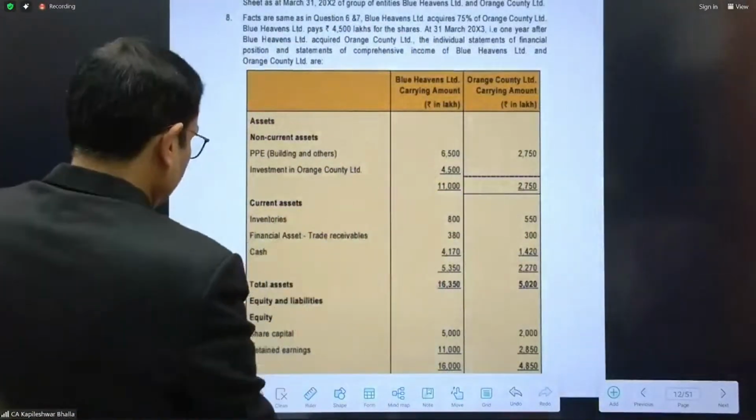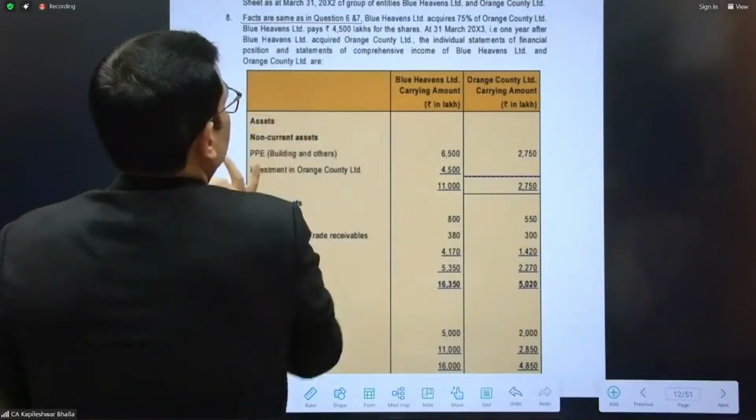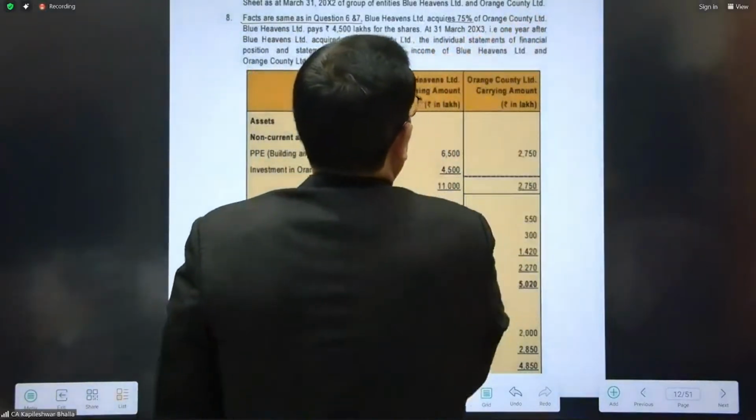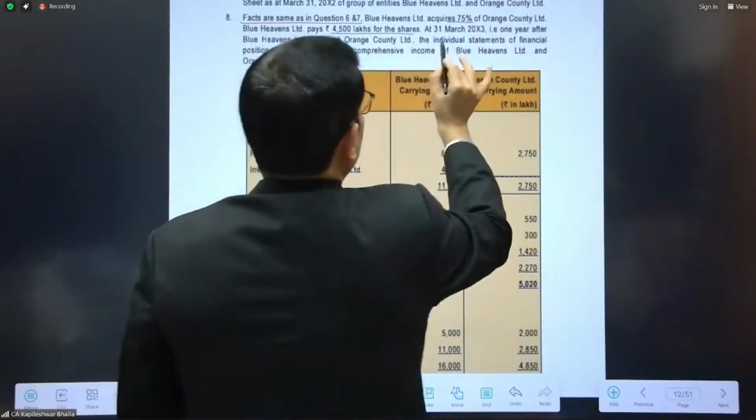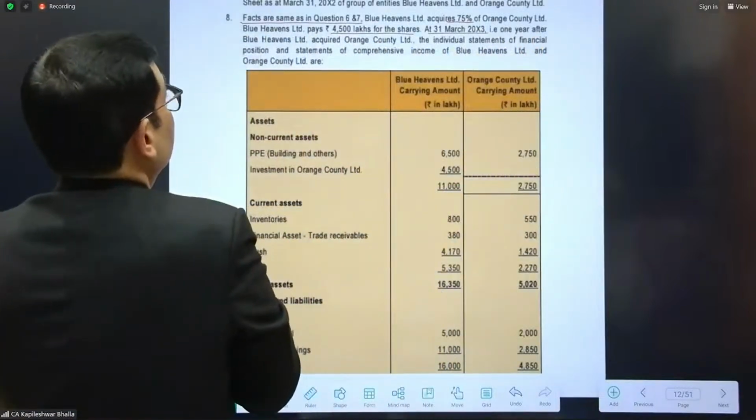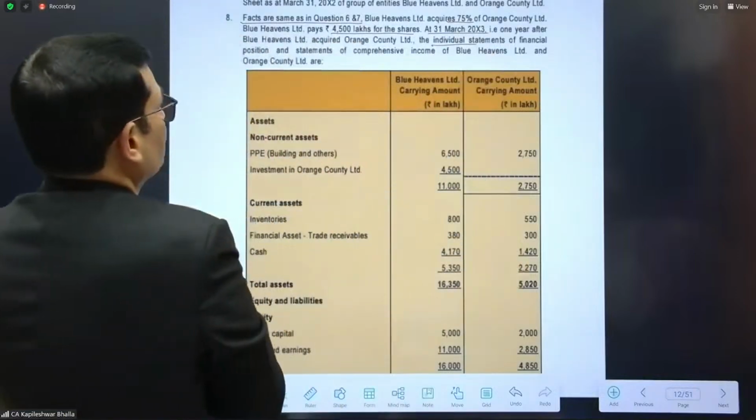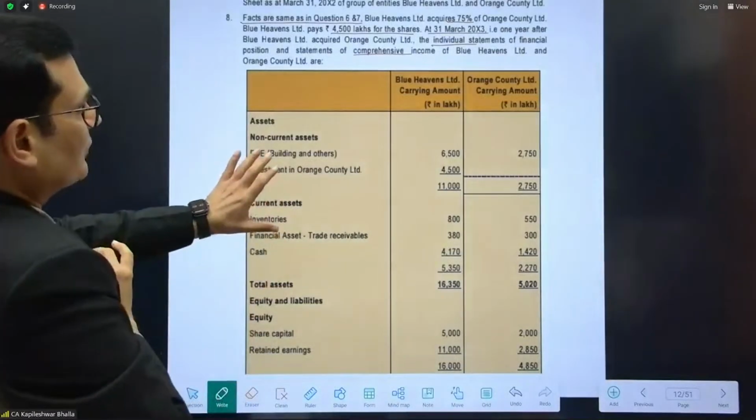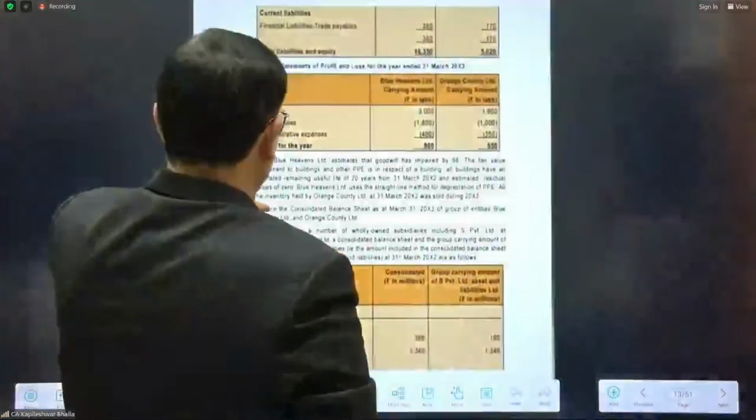Let's read the inputs which are given here. It says the facts are the same as in question number 6 and 7, what we have done in the previous classes. Blue Heavens acquires 75% of Orange County, and Blue Heavens pays 4,500 lakhs for the shares. Then it says on March X3, that is 1 year after Blue Heavens acquired Orange, the individual statements of financial position and the statement of comprehensive income are given. So this is the balance sheet of the two companies given after 1 year of acquisition. And then we're also given the individual standalone P&L as well.